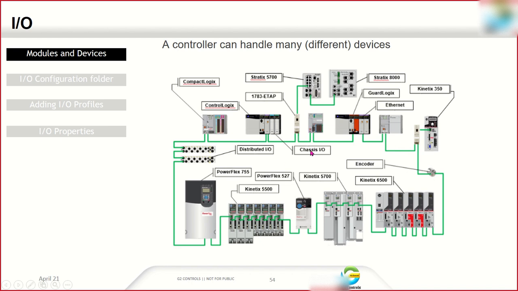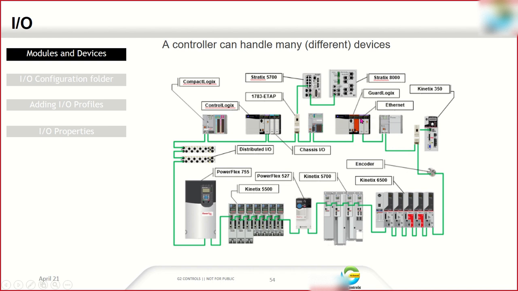Next, these are the chassis IO in the controller. This is again compact logics, a different version. Then this is the guard logics. Whenever you see the red symbol, that is the safety IOs, safety controller. This is the guard logics controller.